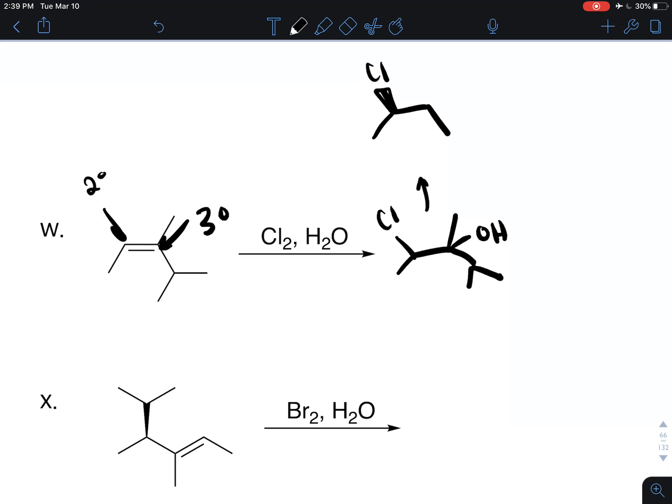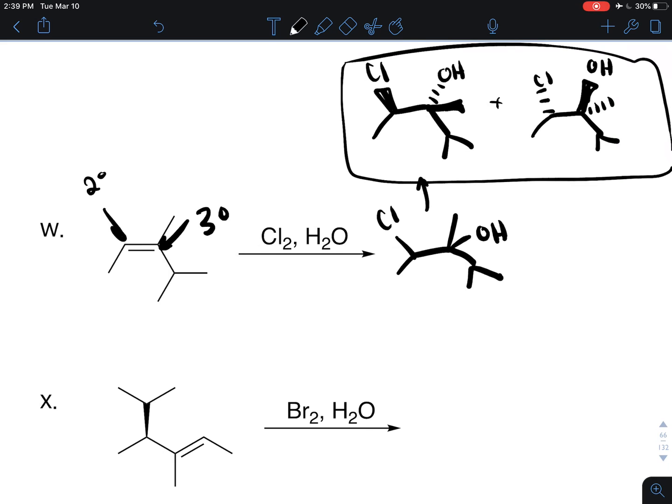So if that bridge was on a wedge orientation, that alcohol must have been on a dash orientation. There's also that there. And then if the chlorine bridge was on a dash configuration, that alcohol came on a wedge configuration, making that methyl a dash. Those are my two products for this.